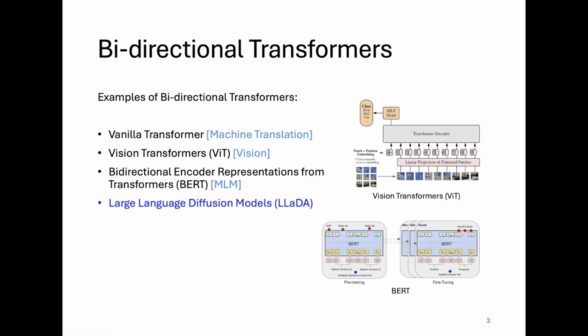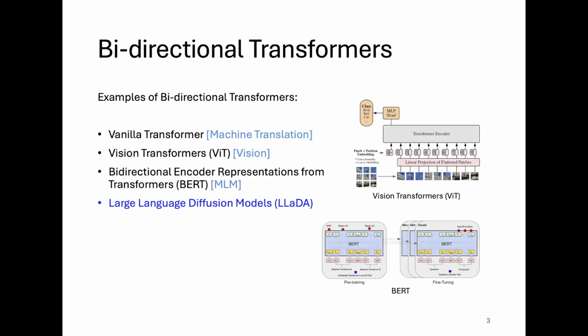Another very famous application these days is language diffusion models, which are the same as masked language modeling, but done in multiple steps. From pure noise, you try to generate the full sentence, not in the paradigm of autoregressive next token prediction. You try to predict the full sentence by denoising it from full noise.